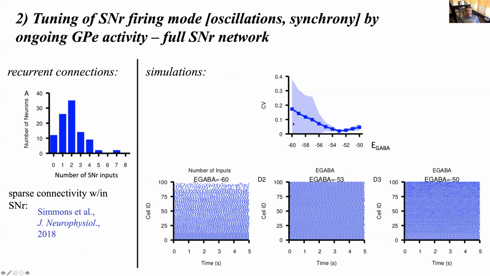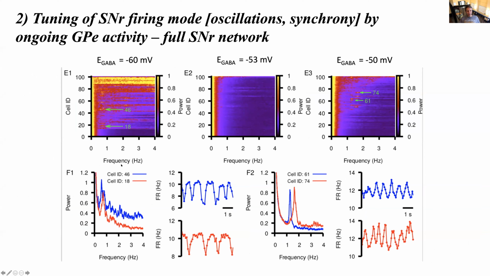And again, as we tune E-GABA, we can see radical changes in the variability of SNR firing and what these rasters look like. And we can plot spectrograms over low frequency ranges and see that E-GABA drastically tunes the oscillatory power in the network. So we can be in a sort of phase slipping mode or a phase advancing mode at the two extremes, and in between we don't have oscillations. Okay, and so this is exciting because oscillations in the basal ganglia are associated with a lot of different disorders.